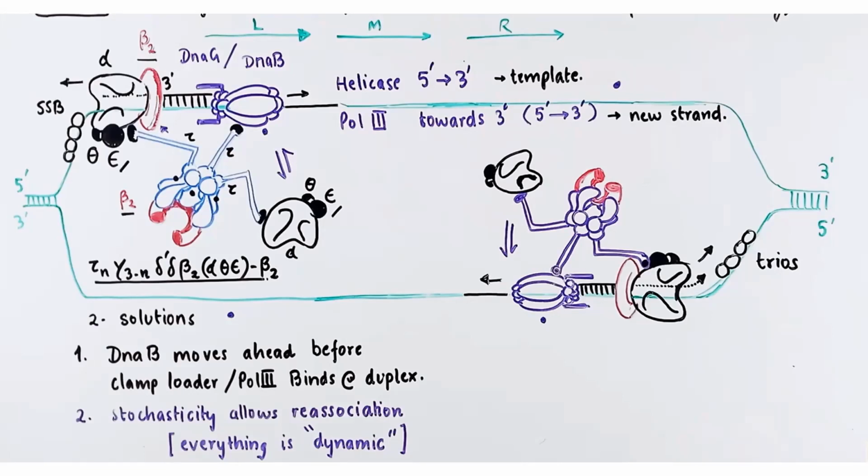If the clamp loader has 3 tau proteins, the tau is usually bound to a spare DNA polymerase of alpha core subunits.